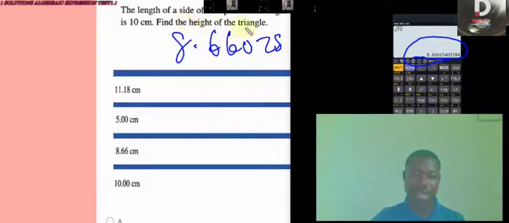But the examiner said to round it to 8.66. That's 2 decimal places. Do you see it here? So this is the correct answer. Right. Perfect. Alright, so let's move on now.